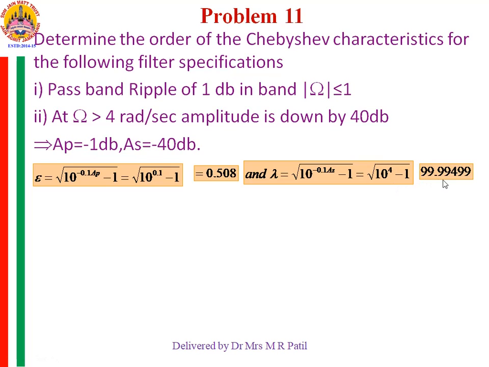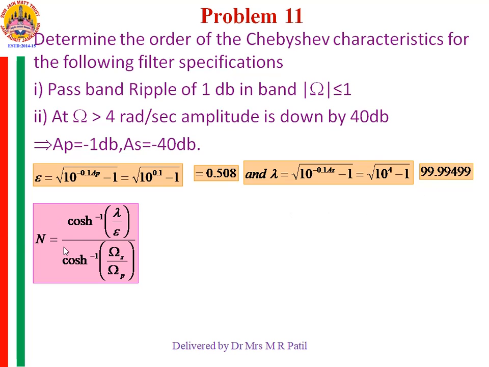So it is 99.99. Now to find n, first epsilon, 0.508.